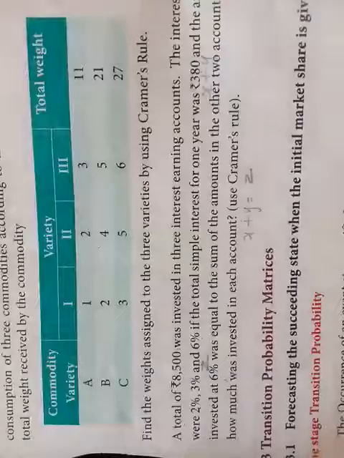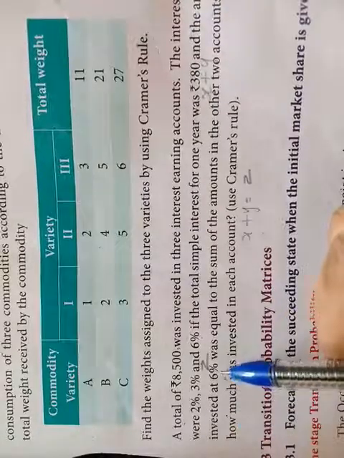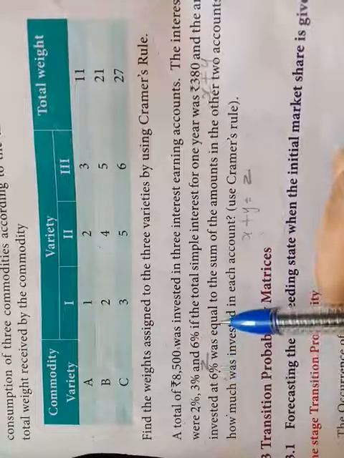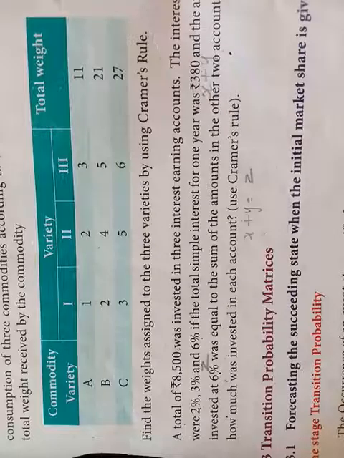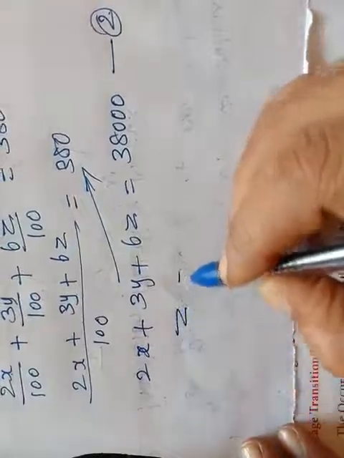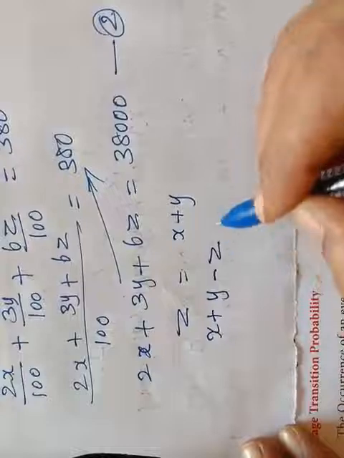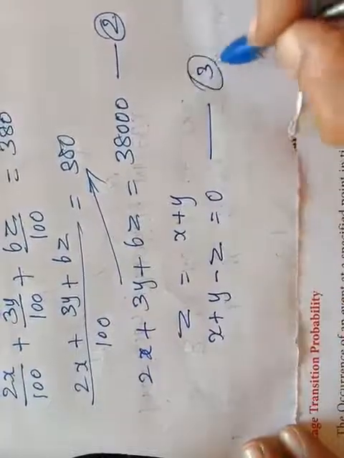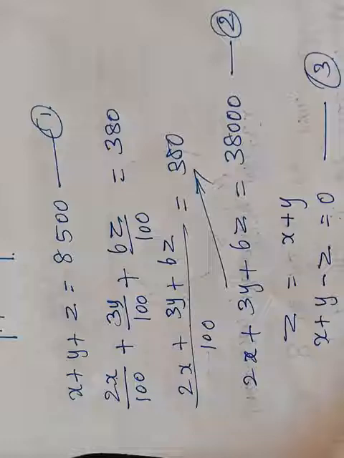The third equation is given as: the amount invested at 6% is equal to the sum of the amounts in the other two accounts, which are x and y. So we can write z equal to x plus y, so x plus y minus z equals 0. This is your third equation. Using these three equations we can form the del, then del x, del y, del z. From this we can calculate the solution as x, y, z.